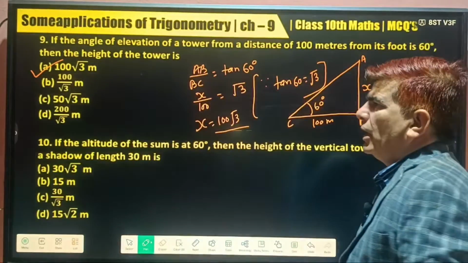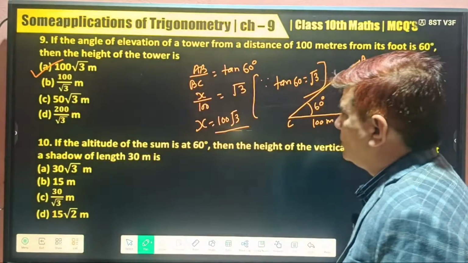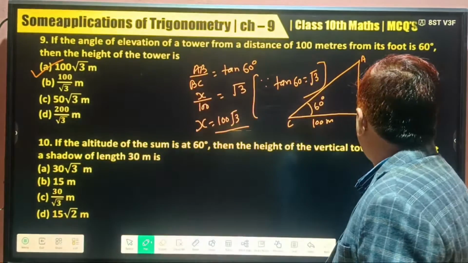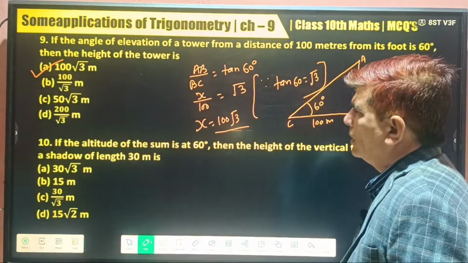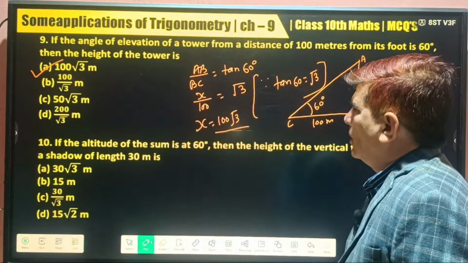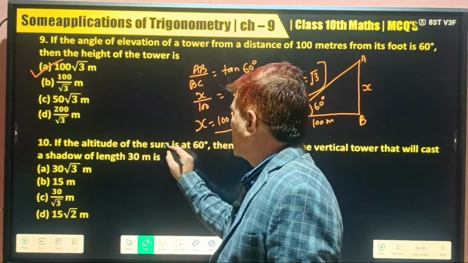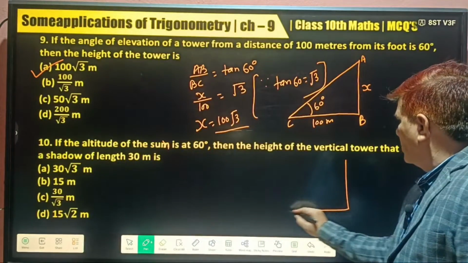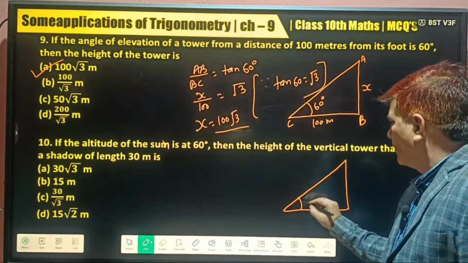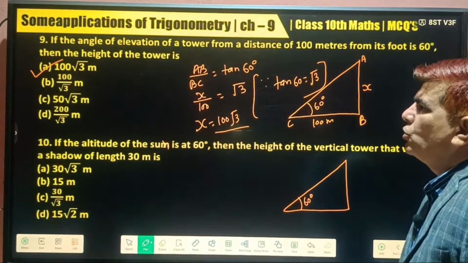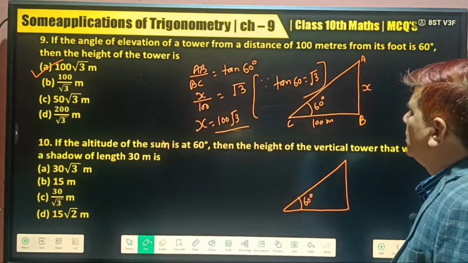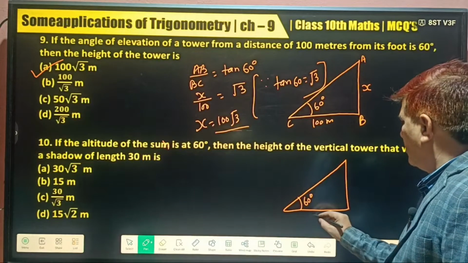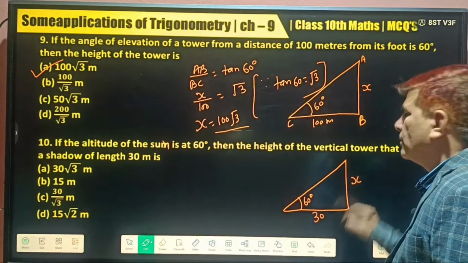So the altitude, meaning height of the sun, is 60 degree. Then the height of the vertical tower that will cast a shadow of length 30 meter. It means the altitude of the sun is 60 degree. So this is like this. Cast shadow, this 60 degree. Then the height of the vertical tower that will cast a shadow of 30 meter. This is 30 meters, and this is x.